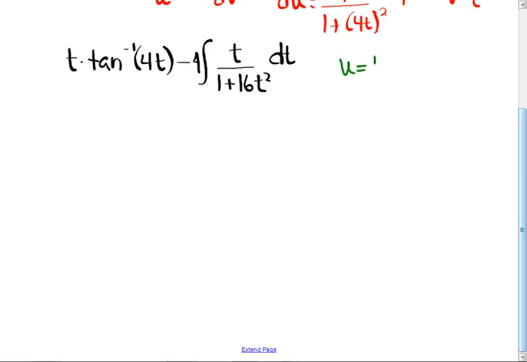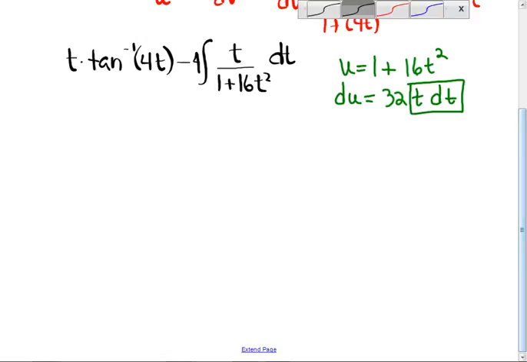I'm going to let u equal 1 plus 16t squared, because I see the derivative of t squared. Forget the constant, that's unimportant. But the derivative of t squared is t, unless it's in parentheses, then it's a different matter. This is 32t dt. So I'm going to solve for t dt. So what's going to go out in front of this? 1 over 32. And it's bookkeeping.